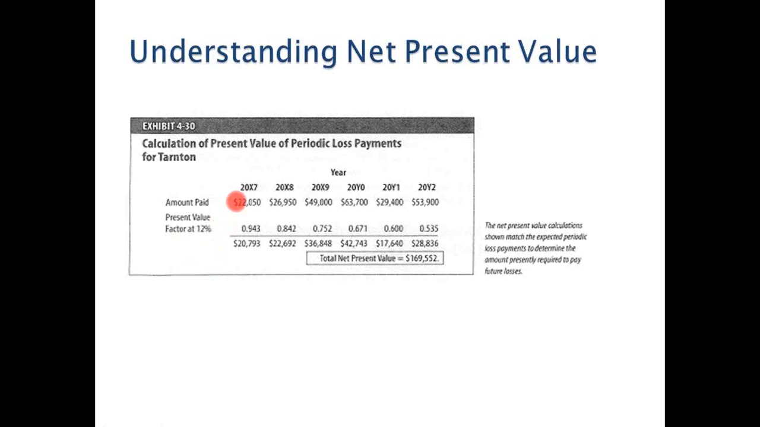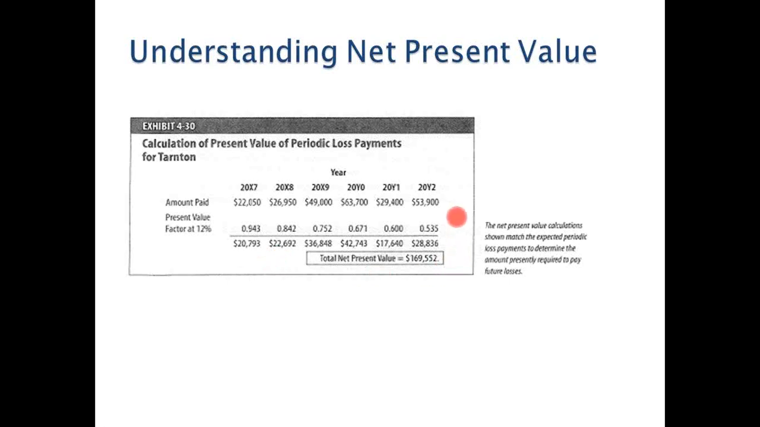What this is basically saying is that we need to pay out $22,000 the first year. The present value of that dollar is for 2007. In actuality, we need to collect $20,000 now to pay that. This is the total net present value.